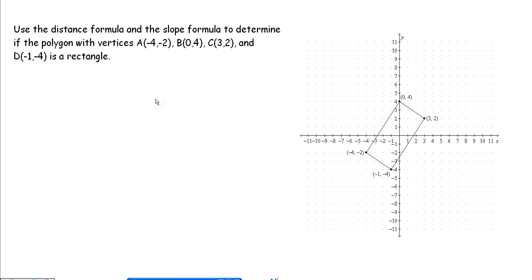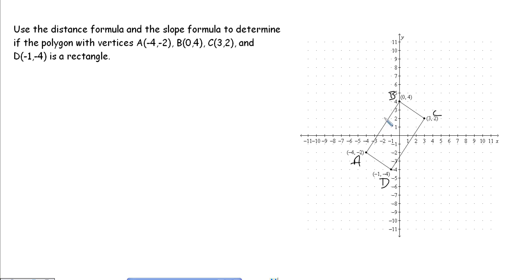All right, here we're going to use the distance formula and the slope formula to prove some geometric facts about some shapes on the coordinate plane. In this example, we're going to use the distance formula and the slope formula to determine if the polygon with the vertices A(-4, -2), B(0, 4), C(3, 2), and D(-1, -4) forms a rectangle.